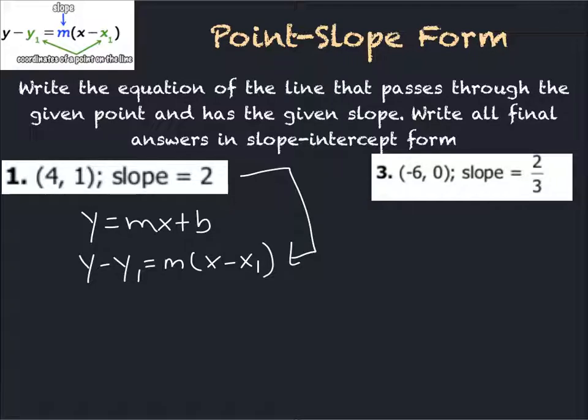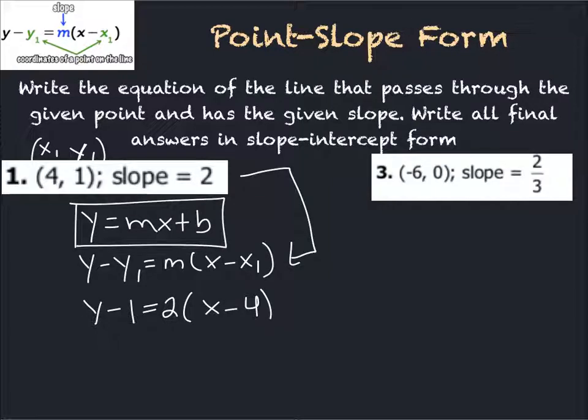So if we look at the above example, it looks like we have x1 and y1. We're given a point and a slope. So all you would need to do is fill it in. It would be y minus 1 equals your slope, which is 2, times x minus 4. Now our ultimate goal is to change this to slope-intercept form. So we're going to want to distribute first. Distribute the 2. And that'll give you y minus 1 equals 2x minus 8.